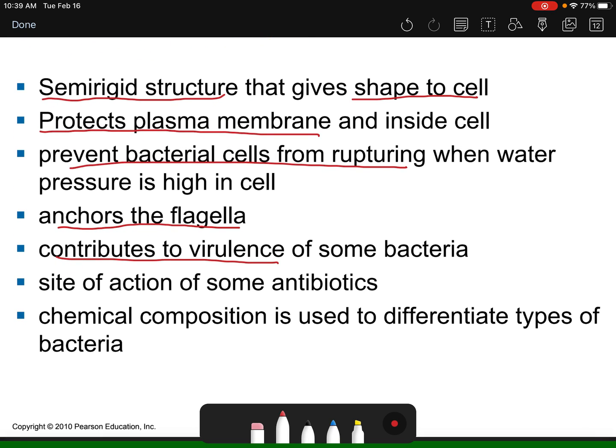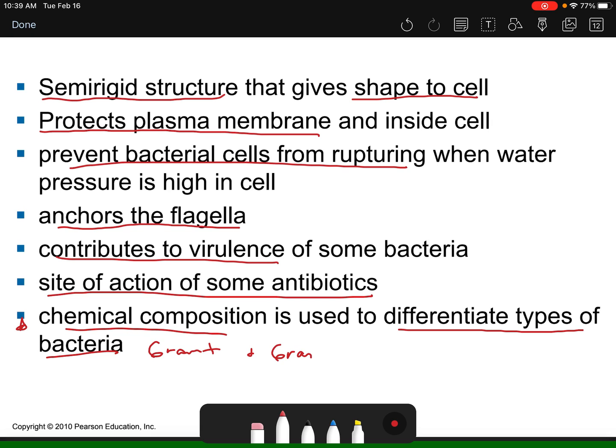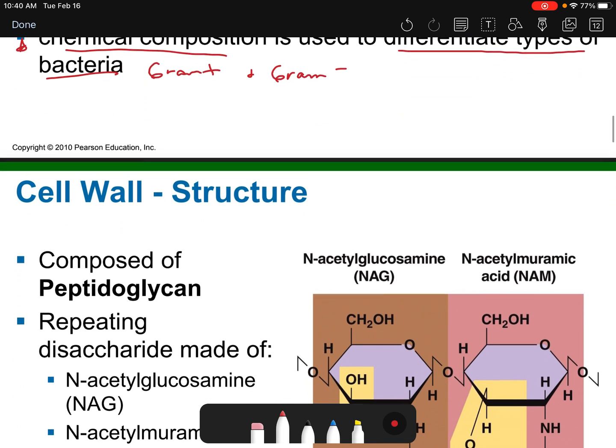It's the site of action of some antibiotics. So as we talk about some of those antibiotics, they're going to try to attack the cell wall. And then what's important to us here is that the chemical composition can help differentiate types of bacteria. And so we always talk about gram-positive and gram-negative bacteria. That's one of the easiest two big categories we can divide bacteria into, and it's based on how they stain, how their cell walls are composed. And so we'll be really focusing on that in this section.